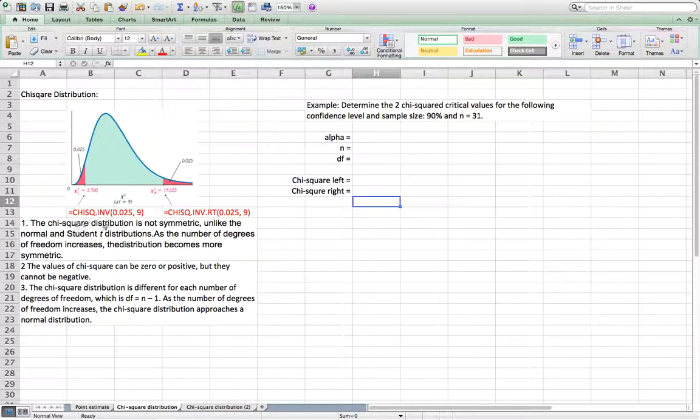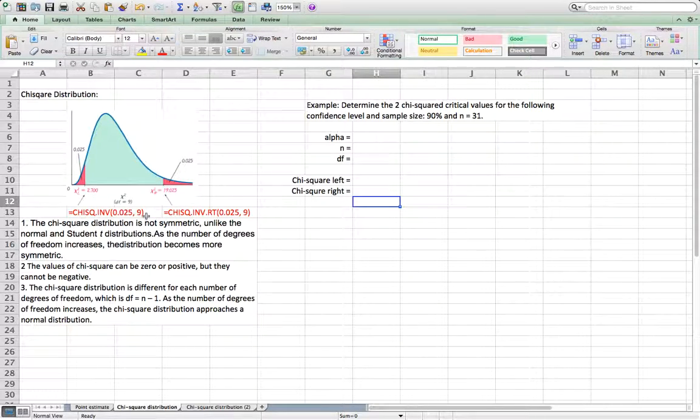Notice the chi-square distribution is not symmetric, unlike the normal distribution or the student t distribution. As the number of degrees of freedom increases, the chi-square distribution becomes more symmetric. The value of chi-square can be 0 or positive, but it cannot be negative. This chi-square distribution is different for each number of degrees of freedom, where the degree of freedom is n minus 1, and n is the sample size. As the degrees of freedom increase, the chi-square distribution approaches a normal distribution.